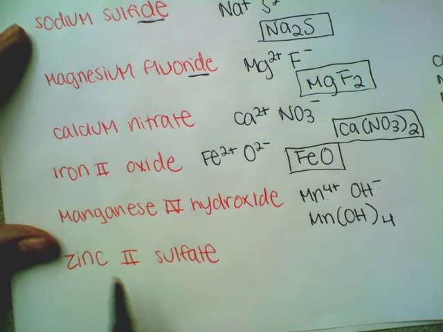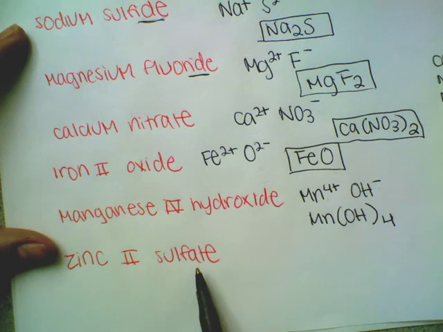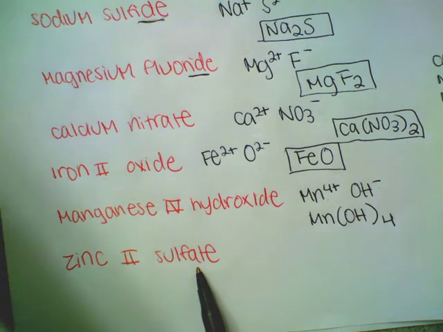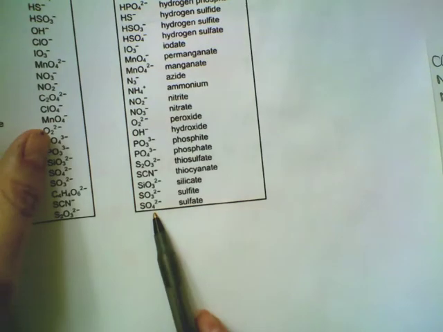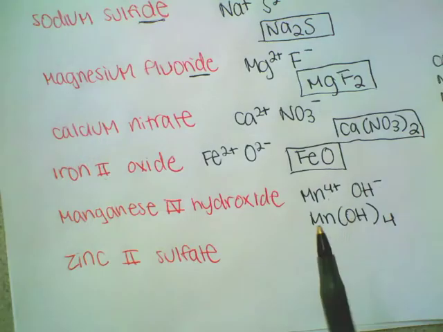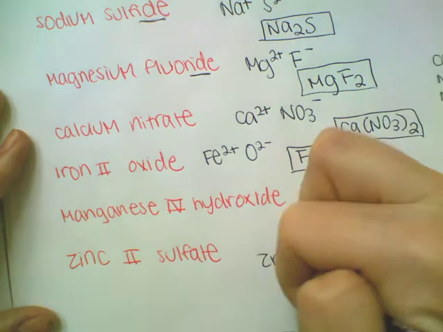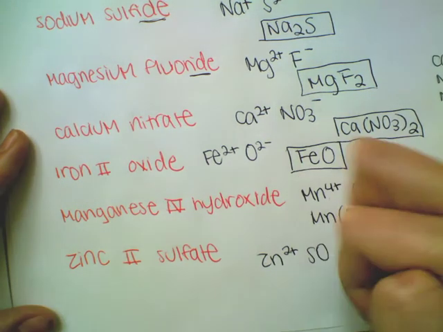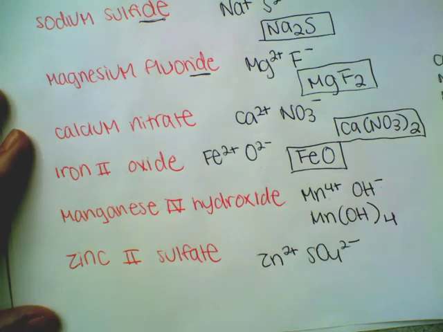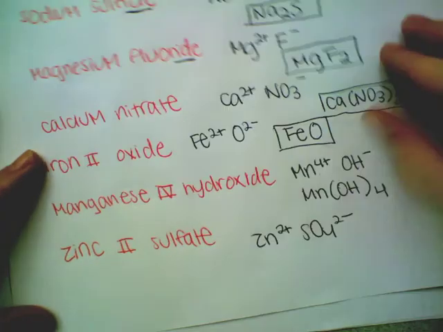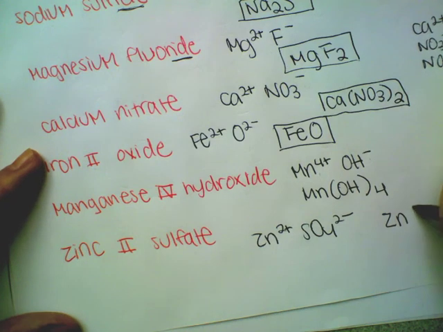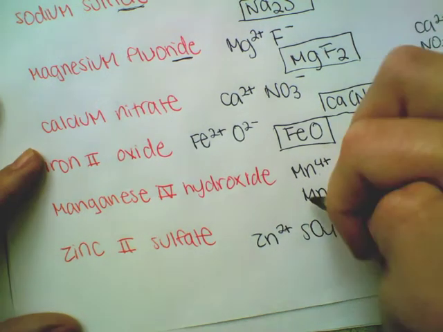Okay, next example, zinc 2 sulfate. It doesn't end in IDE, so I know I'm looking for a polyatomic ion. SO4 2 minus. So we have zinc 2, which means it's 2 plus, and then SO4 2 minus. Positive 2, negative 2 add up to 0. So our formula will be ZnSO4.